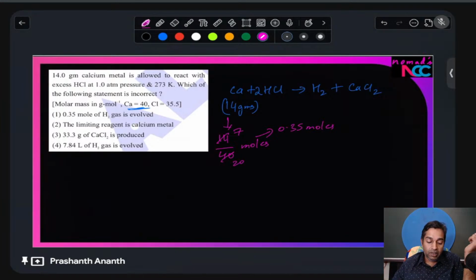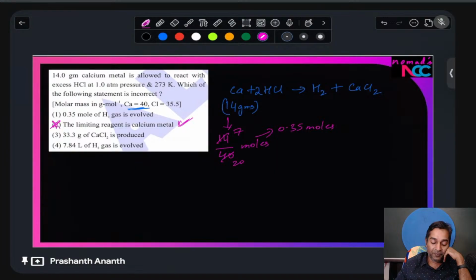So let's start off over here. Limiting reagent is calcium metal. That is the easiest one, because you're going to have HCl in excess. So the limiting reagent is of course going to be the calcium metal only in this particular case. So option 2 is definitely correct. They are asking for incorrect, so this is correct over here, which means this is not the correct answer.